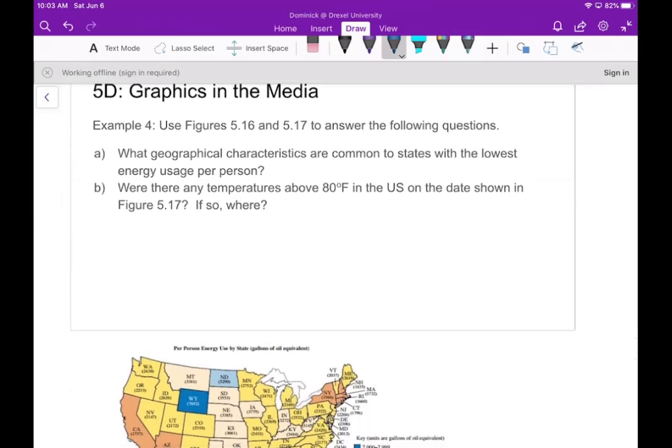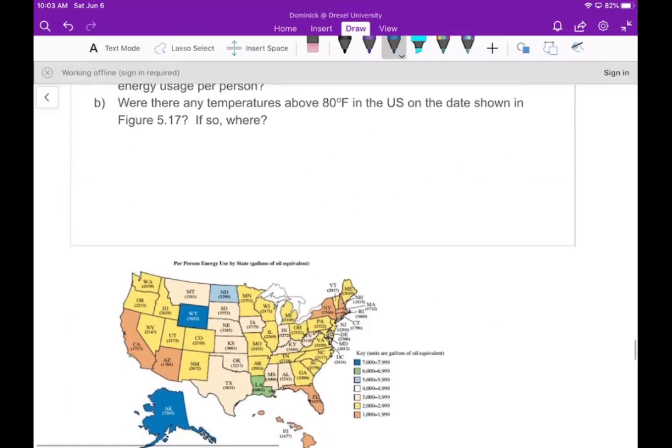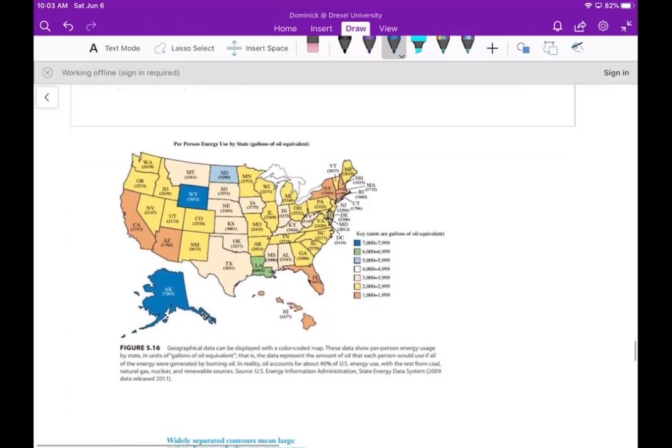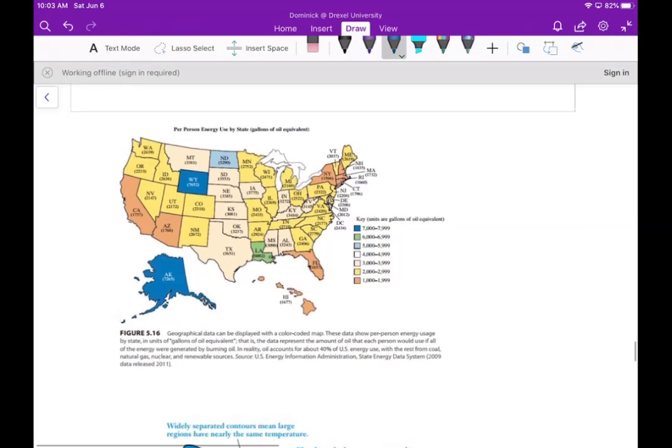Now, what geographical characteristics are common to states with the lowest energy usage per person? So let's look at our energy use per person graph here. Now, which are the ones with the lowest energy usage? Well, it looks like this orange is going to be our lower energy usage place. So it looks like that's Hawaii, Florida, some of these states in the Mideast here, and then some of these here.